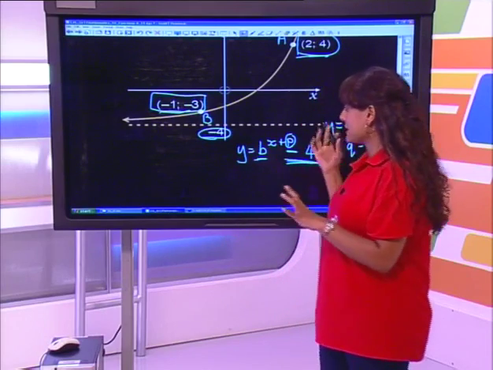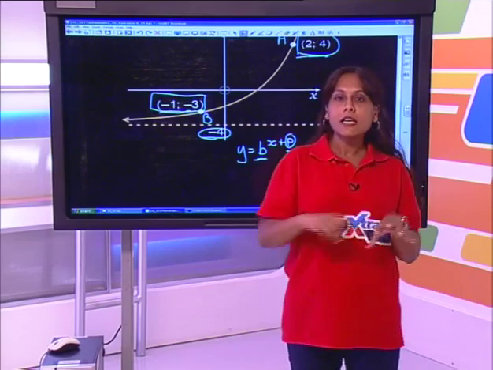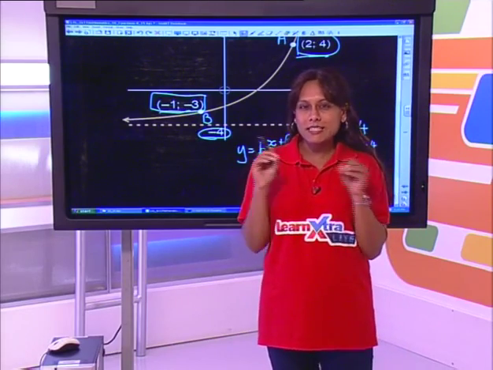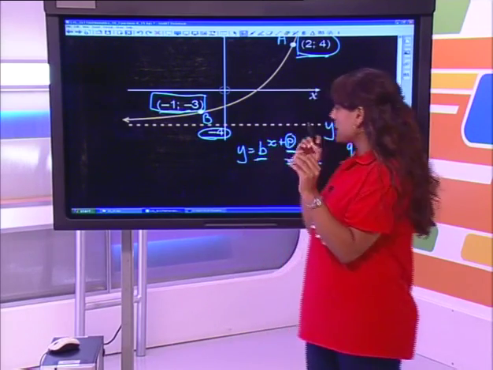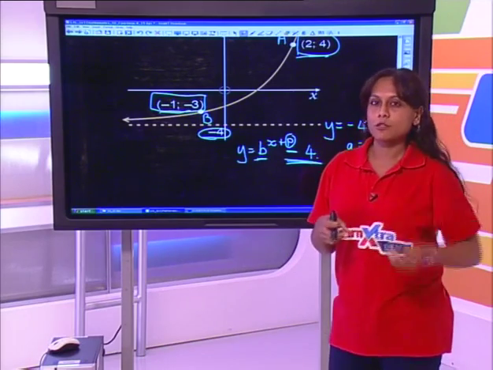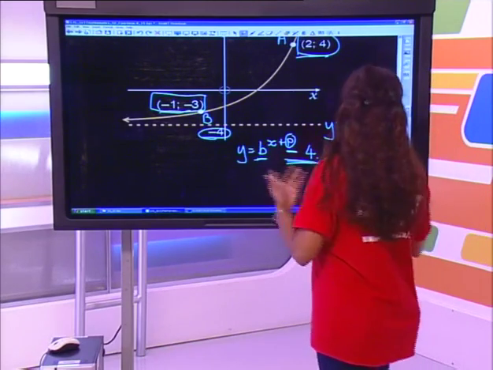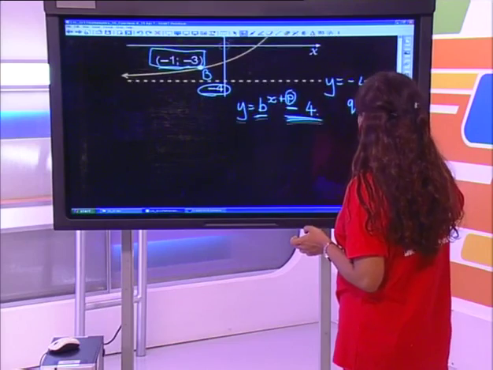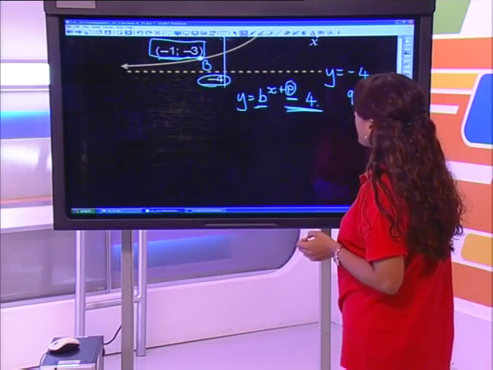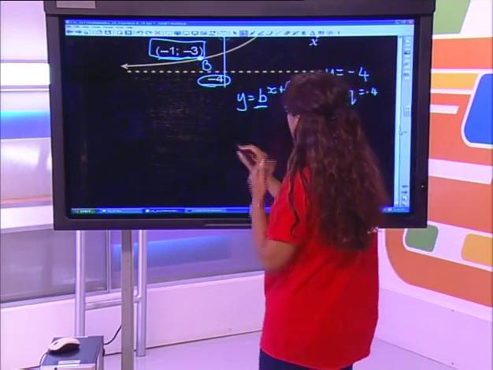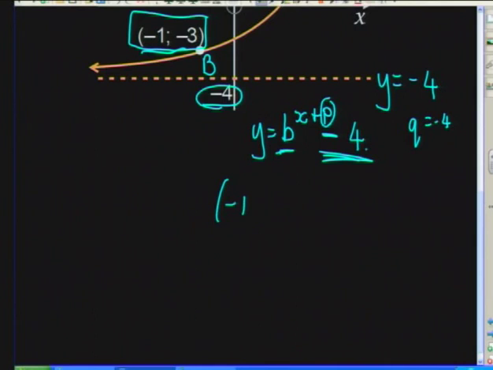Or, as you'll see in this case, what's going to be easier is to use one of the coordinates and see if we can work out either the p or the b and then substitute that back in. So we can use the method of substitution with the simultaneous equations. I'm going to use the point (-1, -3) and substitute it into this equation that we've now changed because we know what the value of q is. So I substitute it in.